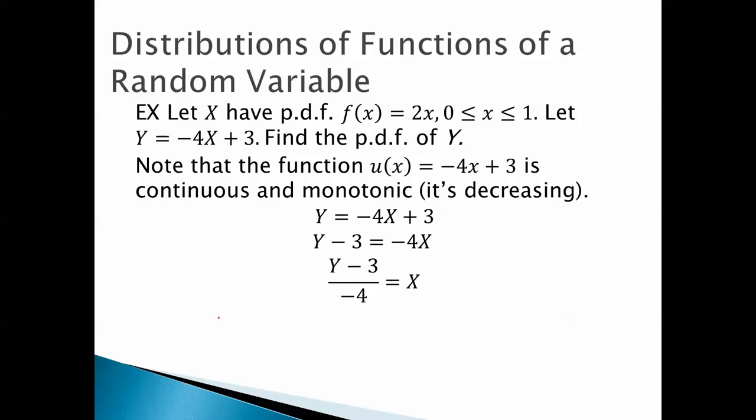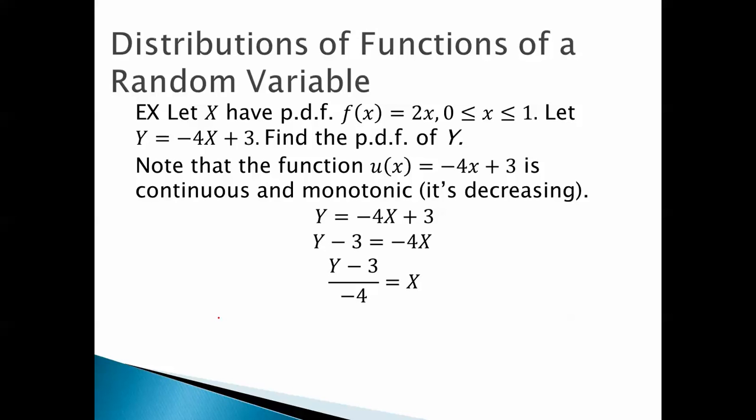Here's another example. Let x have PDF f of x equals 2x for x between 0 and 1. Let y equal negative 4x plus 3. Find the PDF of y. So note that this function u of x equals negative 4x plus 3 is continuous and monotonic. It's decreasing. That function u of x has to be continuous and monotonic for this to work. y is negative 4x plus 3.